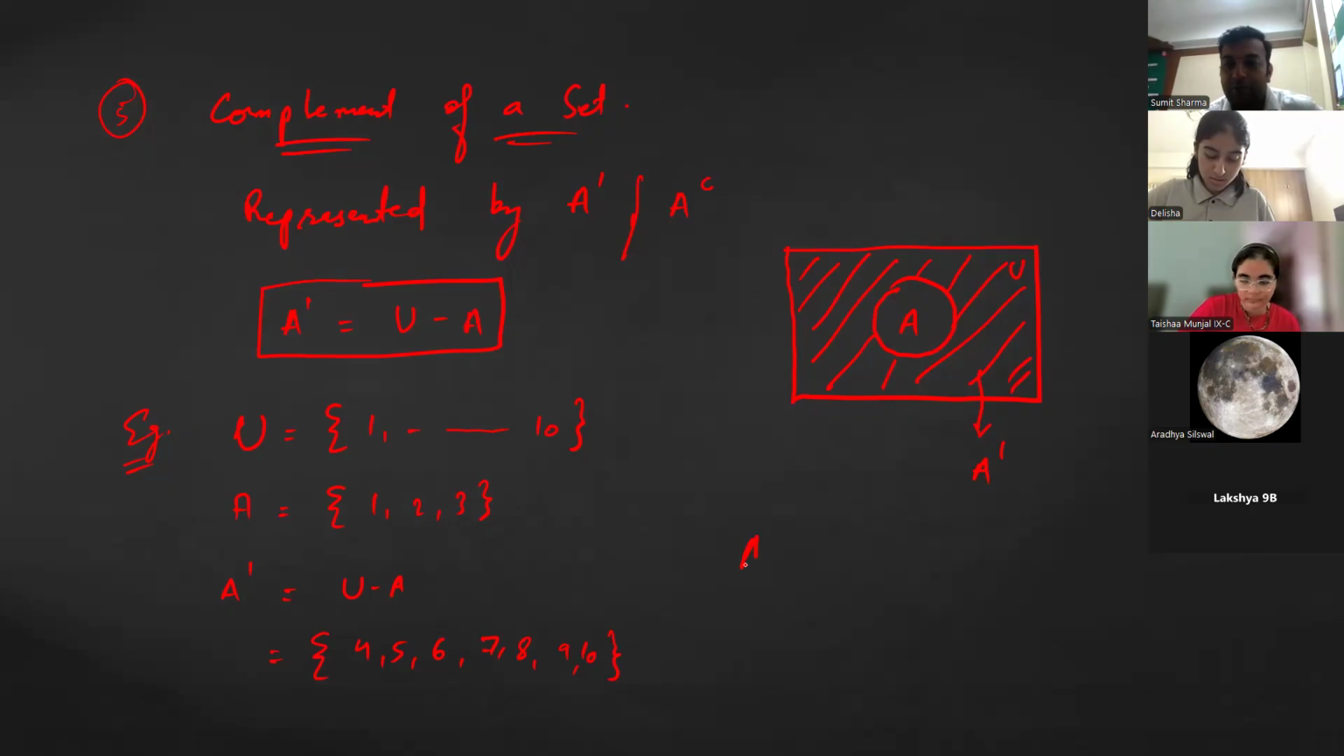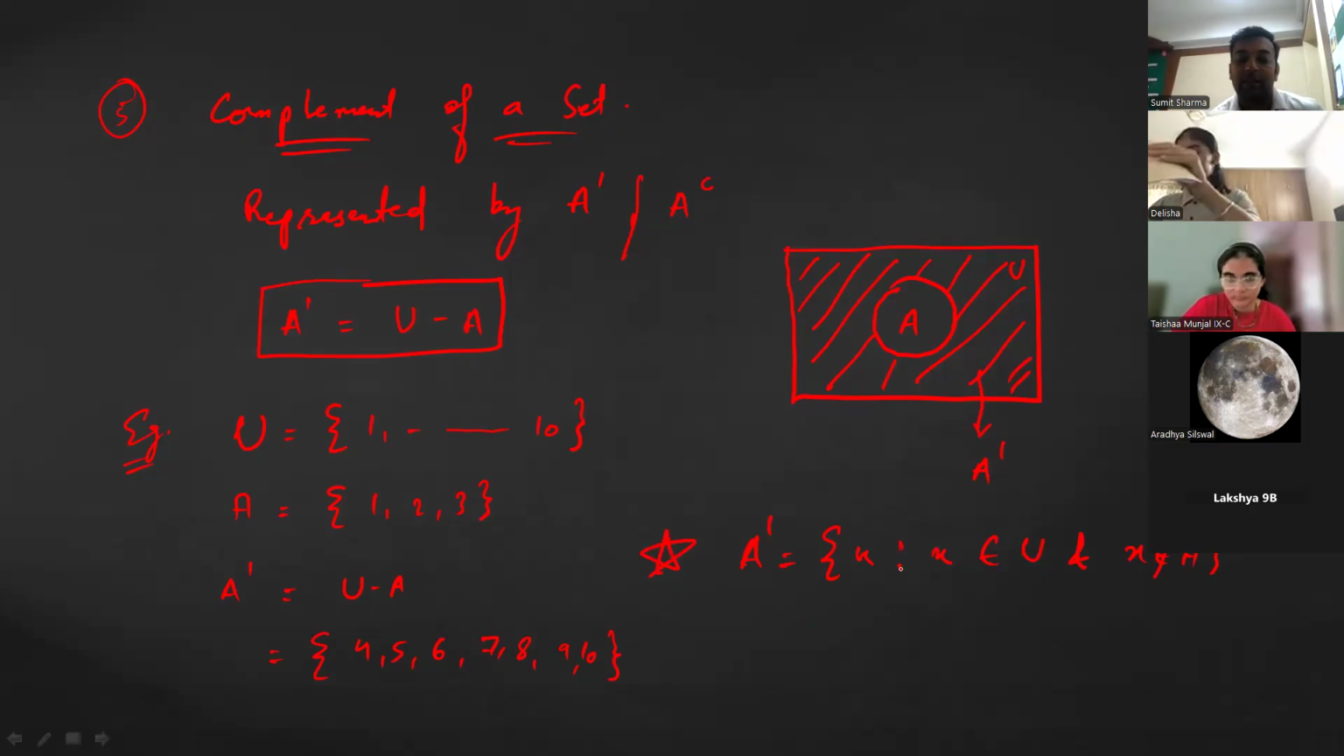So the general form, or you can say set builder form, to write the complement of a set is A complement is equal to {X such that X belongs to U and X does not belong to A}. It will belong to U, but it will not belong to A. So that is the set builder form to write the complement of a set.